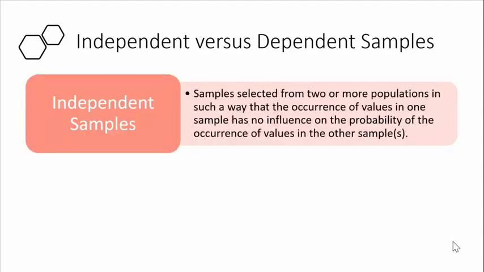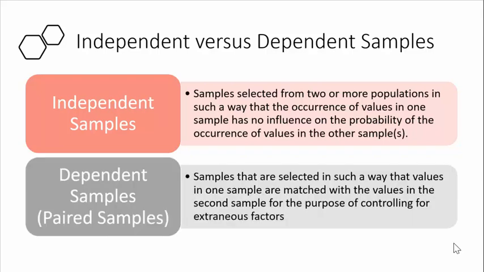Independent samples are samples that are selected from two or more populations in such a way that the values in one sample do not impact the probability of the values in the other sample. Whereas dependent samples, or paired samples, are samples that are selected intentionally to match the values in the second sample to those in the first sample. This is done for the purpose of controlling for extraneous factors, controlling for things that aren't important in our study.